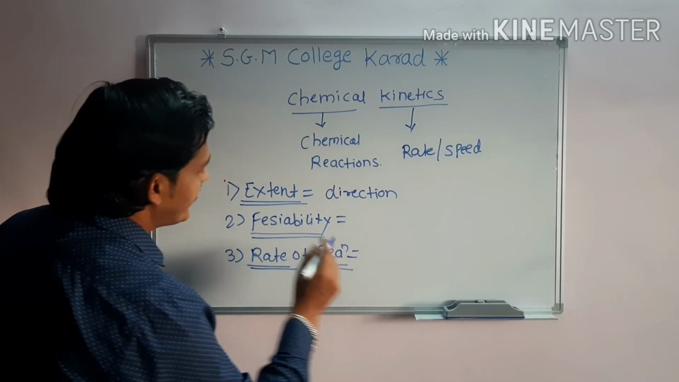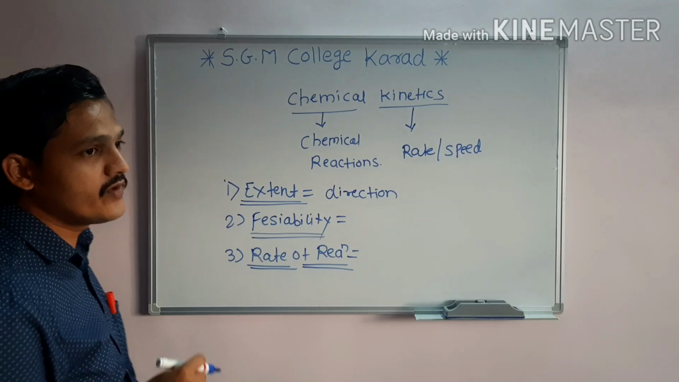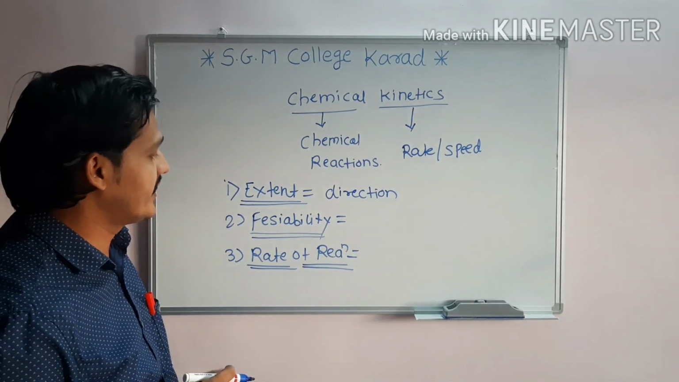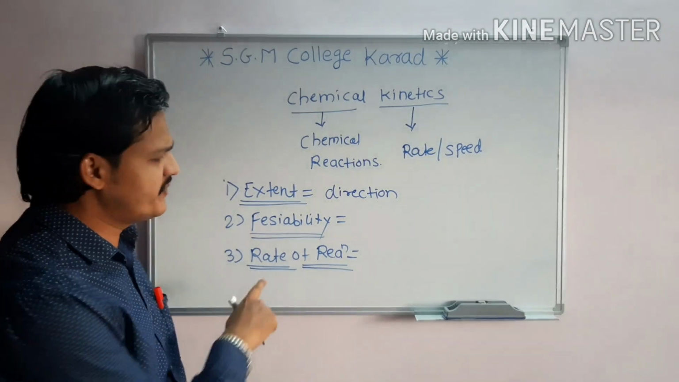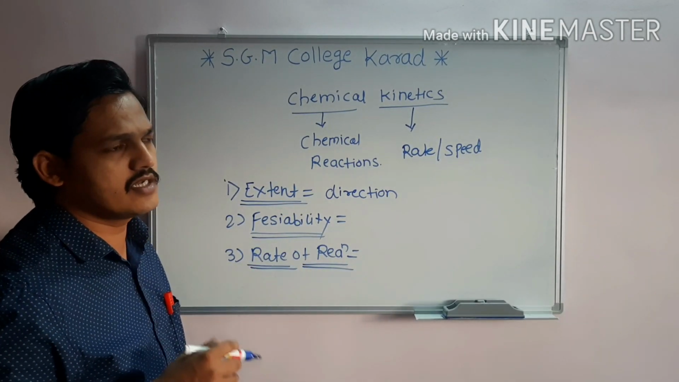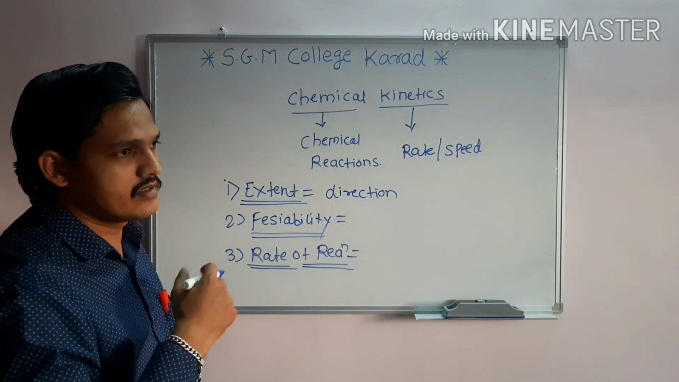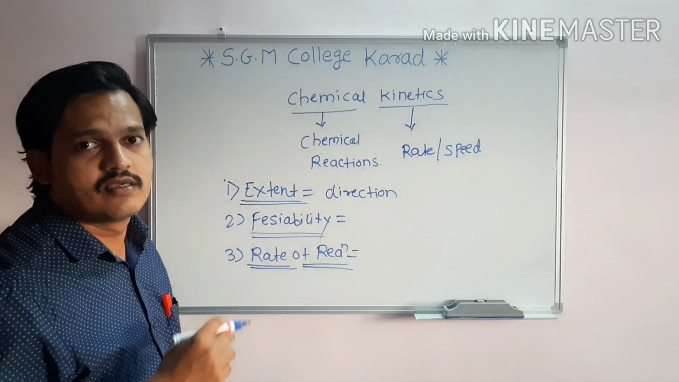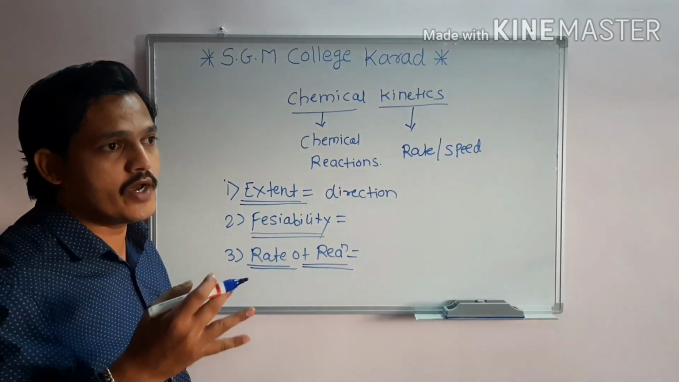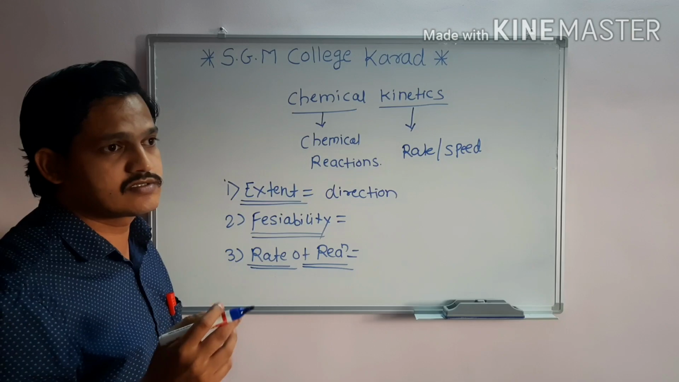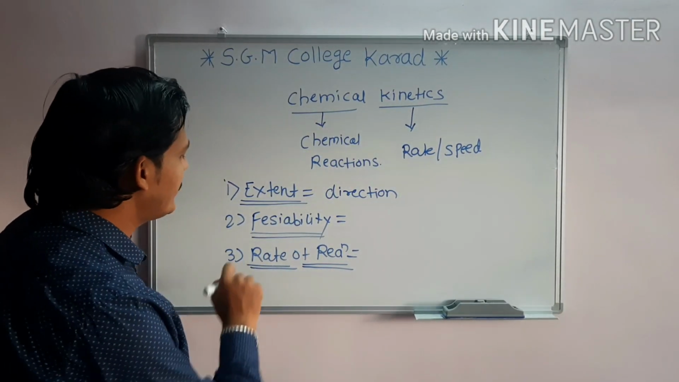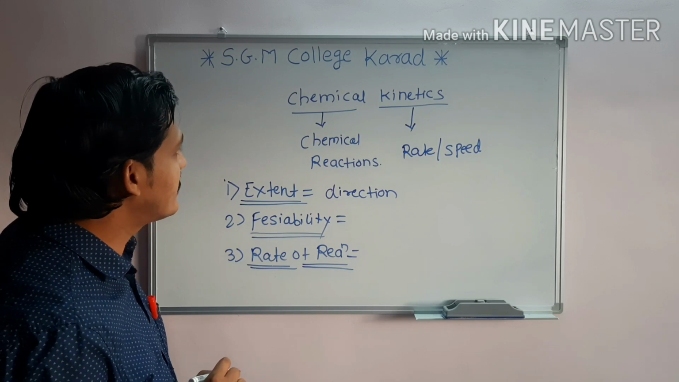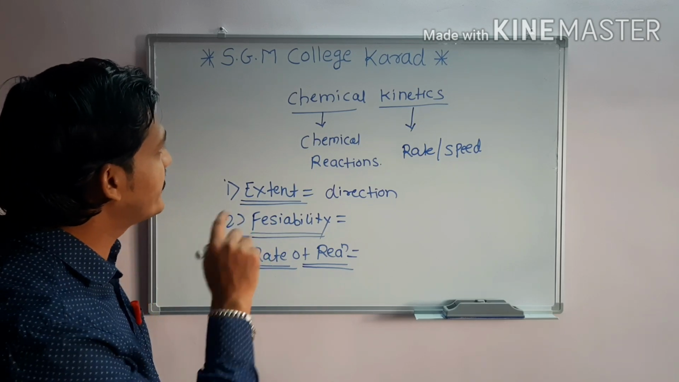The word rate of reaction is what we are going to study in this chapter. Rate means speed, speed of reaction. Let us say I am going to a distance at a speed of 40 km per hour and you are going to a distance at a speed of 60 km per hour. That is how rate of reaction is concerned, and that is what we are studying in this chapter.